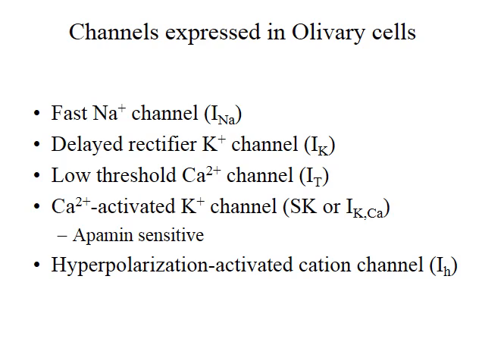The cells also express calcium activated potassium channels, specifically the low conductance SK channels. These are the apamin sensitive channels. And finally, these olivary cells express the hyperpolarization activated cation channel that generates the IH current. These are the HCN channels.